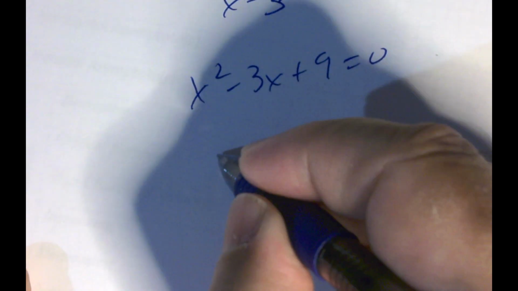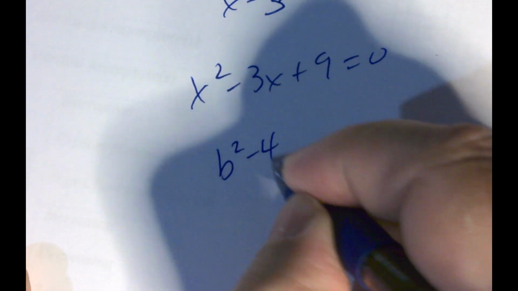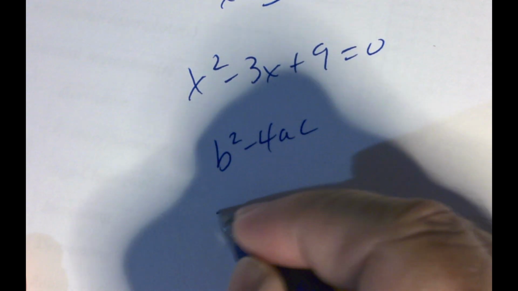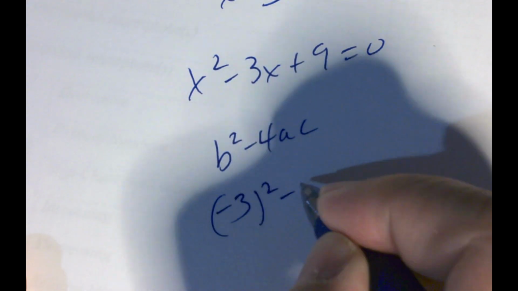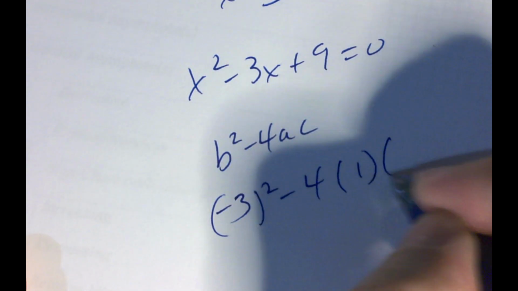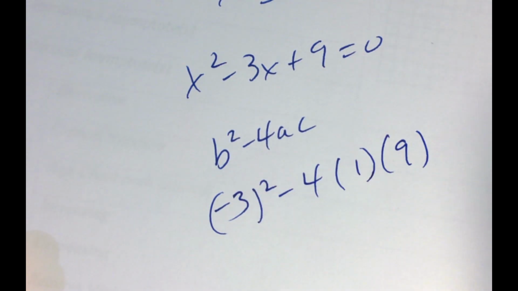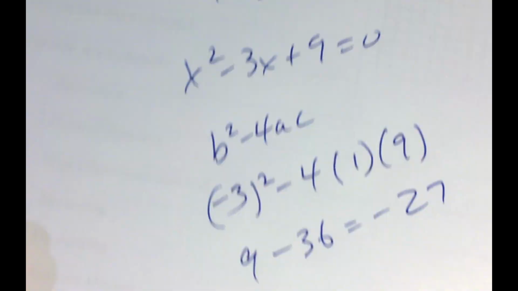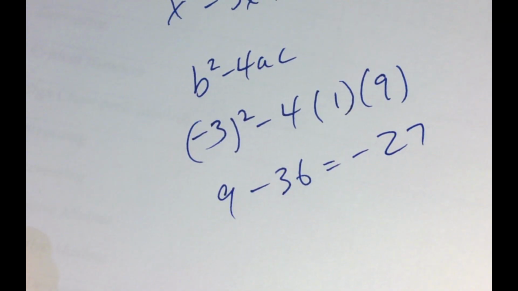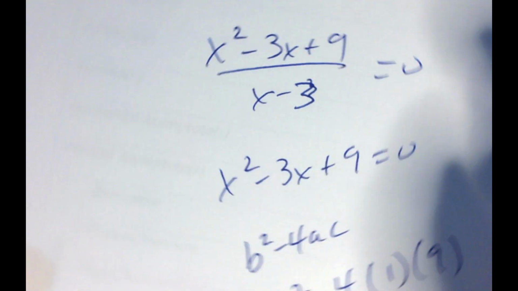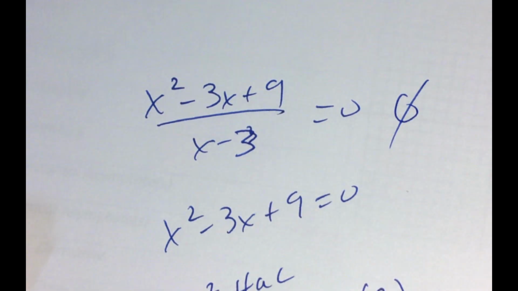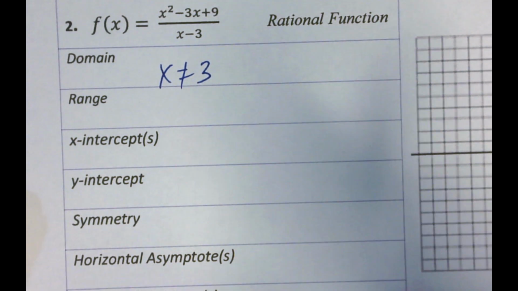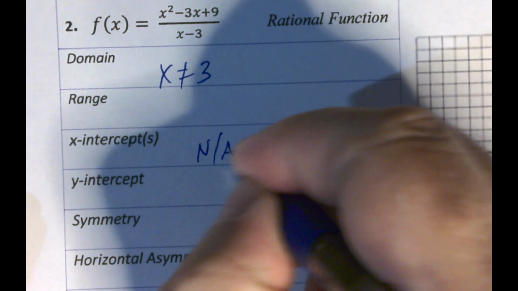So let's look at the discriminant. If you remember, the discriminant is b squared minus 4ac. So b is negative 3. So it's negative 3 squared minus 4 times 1 times 9. And that gives me 9 minus 36, which is negative 27. If the discriminant is negative, there is no real solution, so this has no solution. So there are no x-intercepts. None. Not applicable.